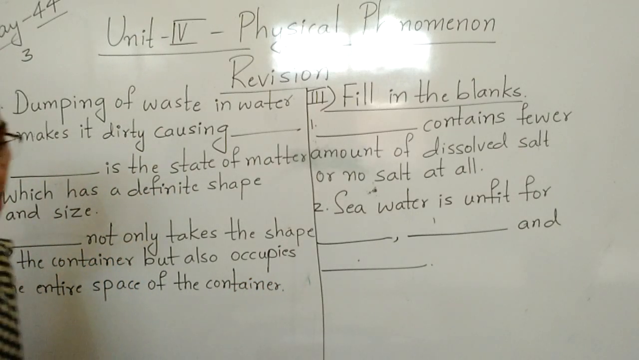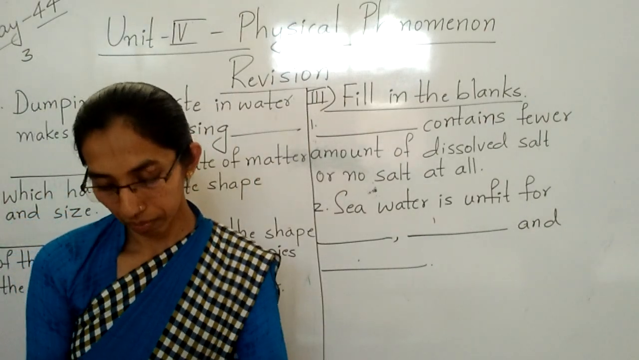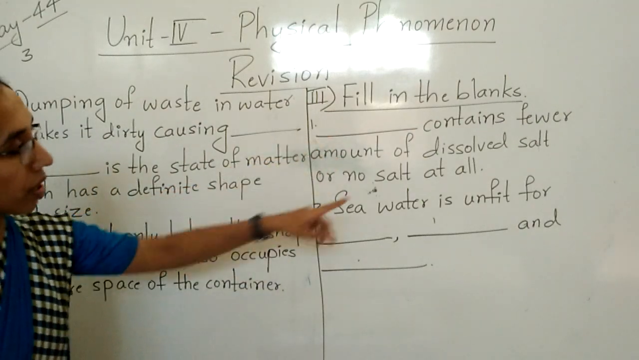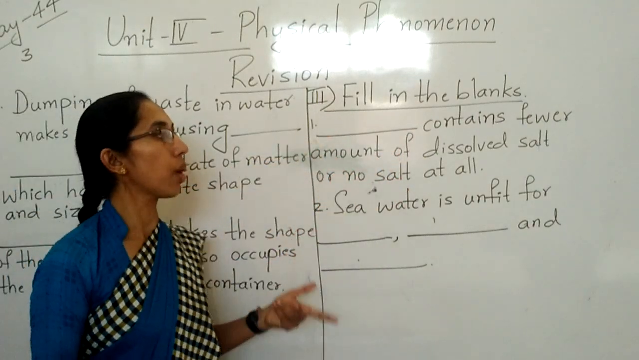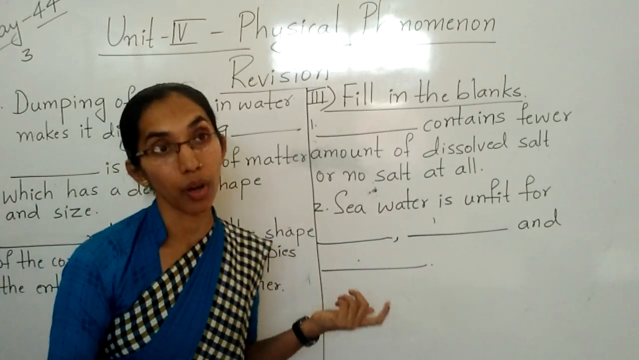So children, these are some fill in the blanks. Now we'll write the answer. What is the first one here? Dash contains a favored amount of dissolved salt or no salt at all. Tell me, children.